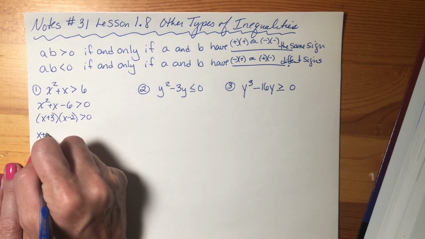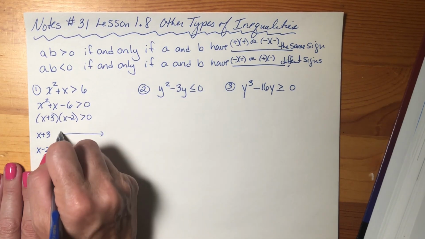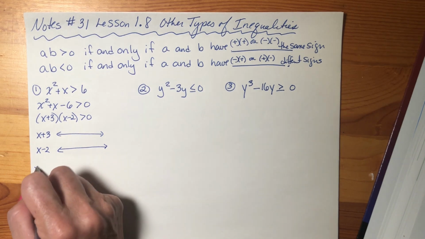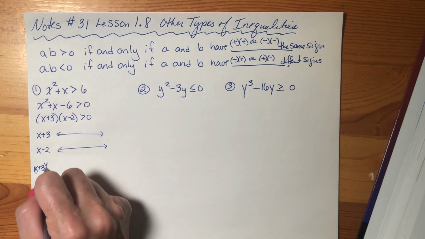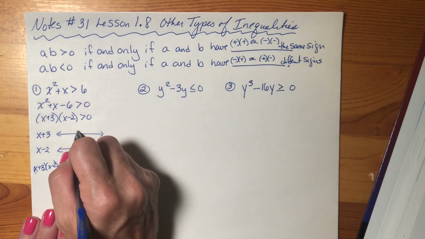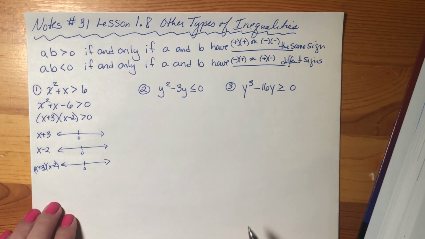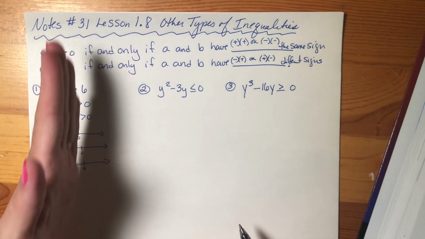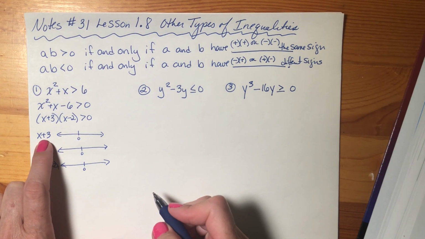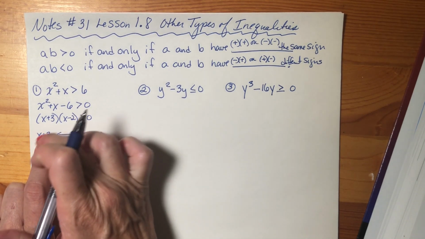So I think about my two factors that I have here, x minus 2 and x plus 3, and I make a little number line for each one. And then finally, I'm going to make a number line for the product. Now, if you're messy like me, you have to try really hard to be neat, because this is going to be so easy, and neatness is important here. So if I have x plus 3, what is going to make the factor x plus 3 positive or negative?